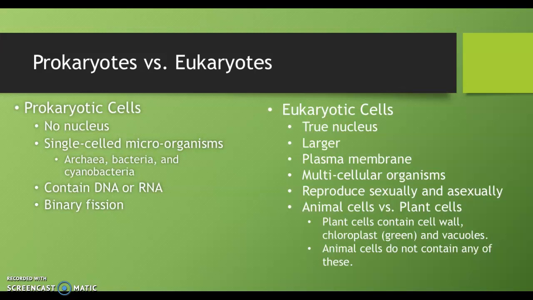Now on to eukaryotic cells. Eukaryotic cells do contain a true nucleus. They are significantly larger than the prokaryotic cells. Eukaryotes contain a plasma membrane which controls the transportation of things in and out of the cell. The plasma membrane is also the way that cells communicate with each other. Eukaryotic cells need this because they are mostly found in multicellular organisms such as plants, fungi, protozoans, and animals. They reproduce sexually and asexually, aka mitosis and meiosis.